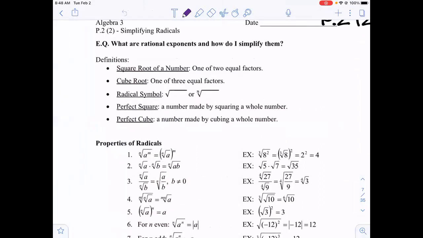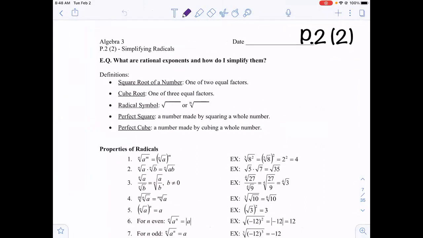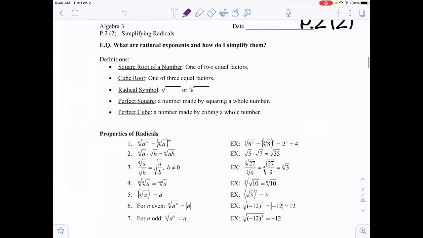Radicals. And again, some of this, actually almost all of this, you should have seen in Algebra 2, even a little bit of it in Algebra 1. So first of all, square root. Hopefully we all know what that is. It's one of two equal factors.